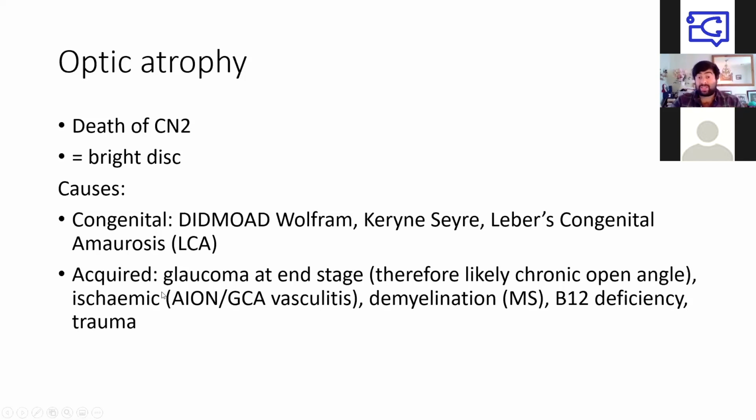So glaucoma, especially at the end stages of chronic open angle glaucoma, you're likely to develop death of the optic nerve, and therefore they'll have a pale disc. Ischemic causes like giant cell arteritis, anterior ischemic optic neuropathy, patients with long-standing multiple sclerosis or demyelination, obviously they're susceptible to recurrent attacks of optic neuritis, and therefore you might get death of the optic nerve. B12 deficiency is a very classical cause of optic nerve disease, which you also see as a cause of optic neuritis, and trauma.